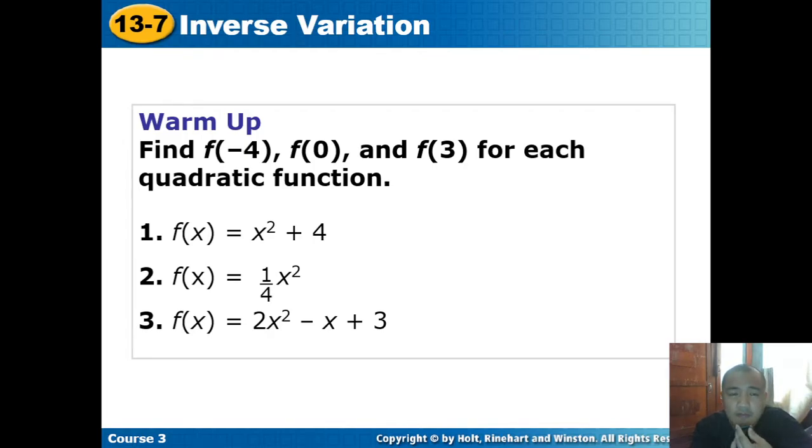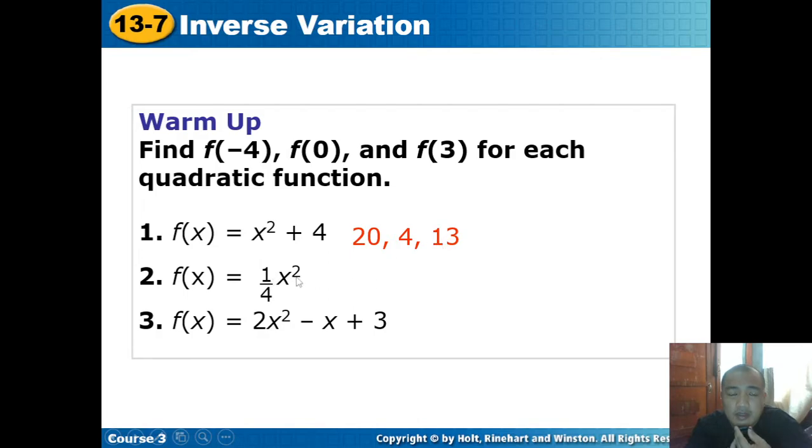Find f of -4, f of 0, and f of 3 for each quadratic function. Number 1, just substitute -4, 0, and 3 to x. What's your answer for number 1? 24 and 13. So if x is -4, 16 plus 4, 20. 0 plus 4, 4. 9 plus 4, 13.